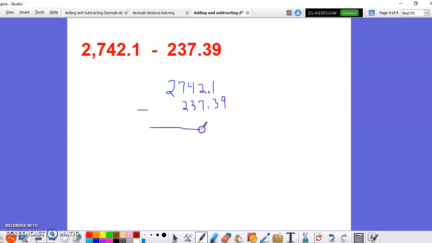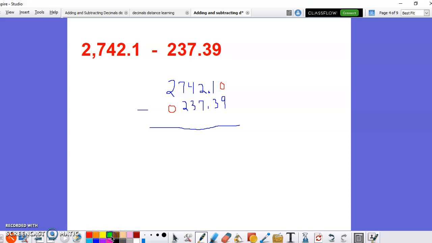And I'll kind of try to leave a little bit of space for myself so all my numbers aren't just jumbled up there together. So now, there's not a number in my hundredths place, and there's not a number down here in my thousandths place. So we're just going to extend out our number by adding zeros in each place. All right, so now each place has a number in it, and I'm just going to subtract like normal.